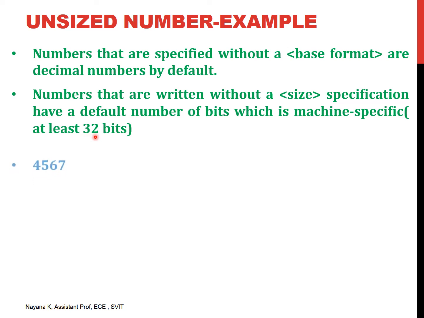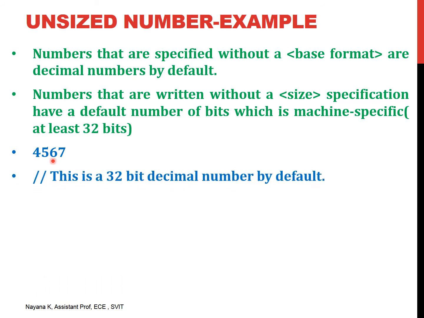Let's understand with an example. If you write a number like 4567, you have not written how many bits it is or which base it is, because 4567 can be a decimal number, a hexadecimal number, or also an octal number. So if you have not mentioned any base, this is considered to be decimal, and if you have not mentioned any size, then this is going to be a 32-bit decimal number 4567 by default.